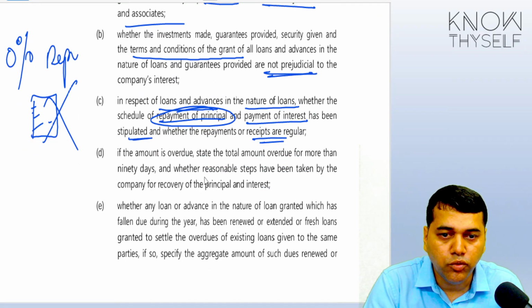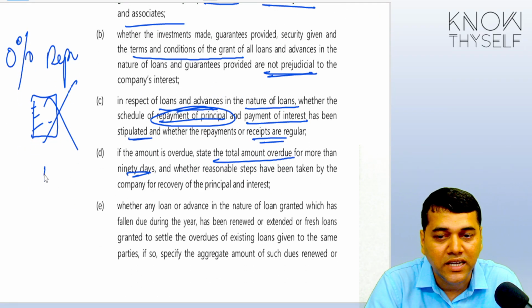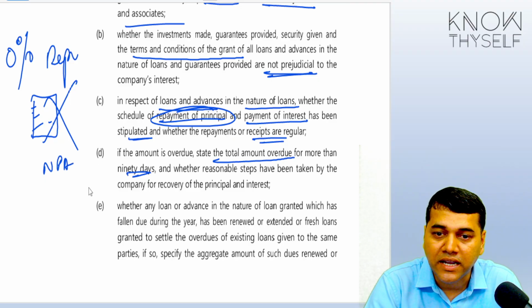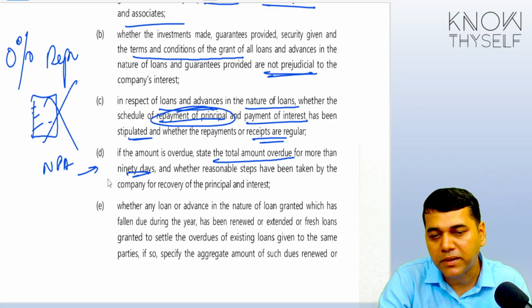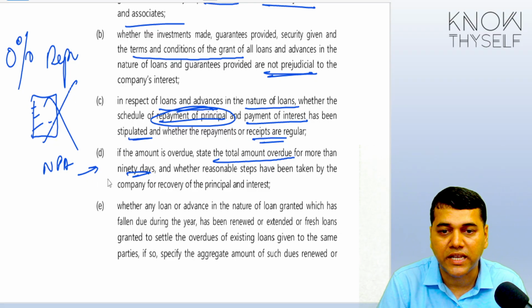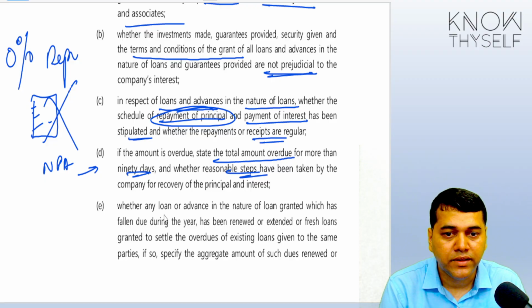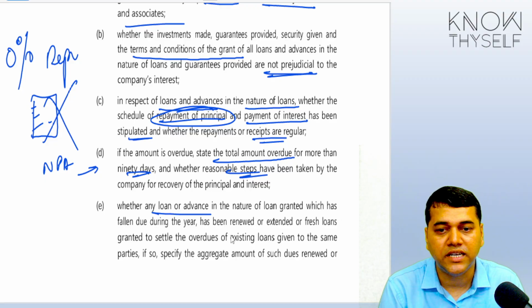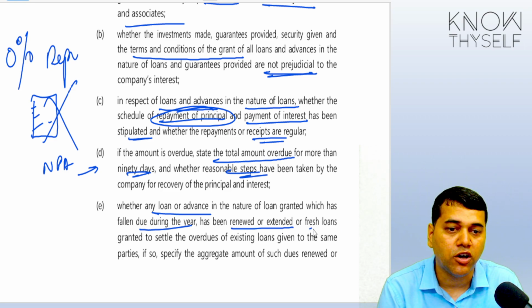If the amount is overdue, state the total amount overdue more than 90 days, because 90 days is an NPA for a bank. For non-banking organizations, that is not applicable. But I am going to show how much is overdue more than 90 days. Have you taken steps to recover the money? Whether any loans and advances granted which fell due during the year have been renewed or extended, or any fresh loans have been granted to settle the overdue.